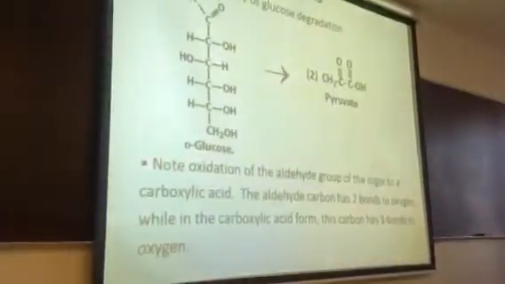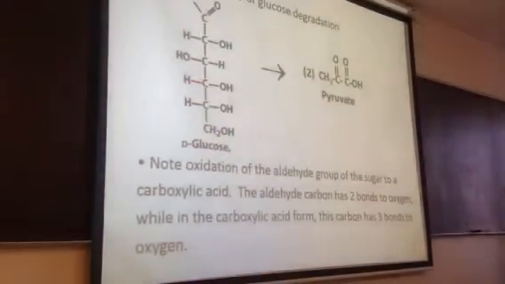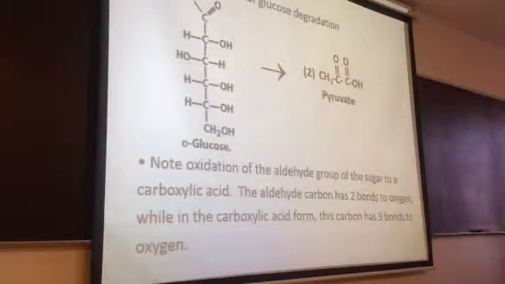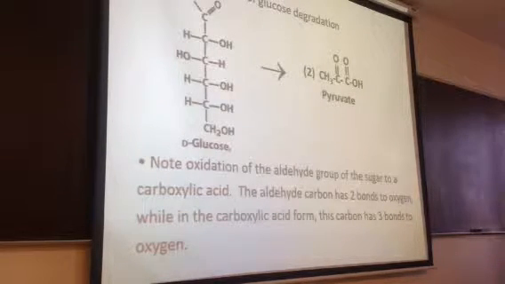Here's the overall reaction. One glucose molecule goes to two pyruvate molecules. Of course, 6 carbons in glucose, we get 2 copies of this 3-carbon carboxylic acid. You can see right away that there's evidence of some oxidation. We start with an aldehyde group and we end up with a carboxylic acid. So that's a little bit of oxidation happening right away, besides cutting it in half.